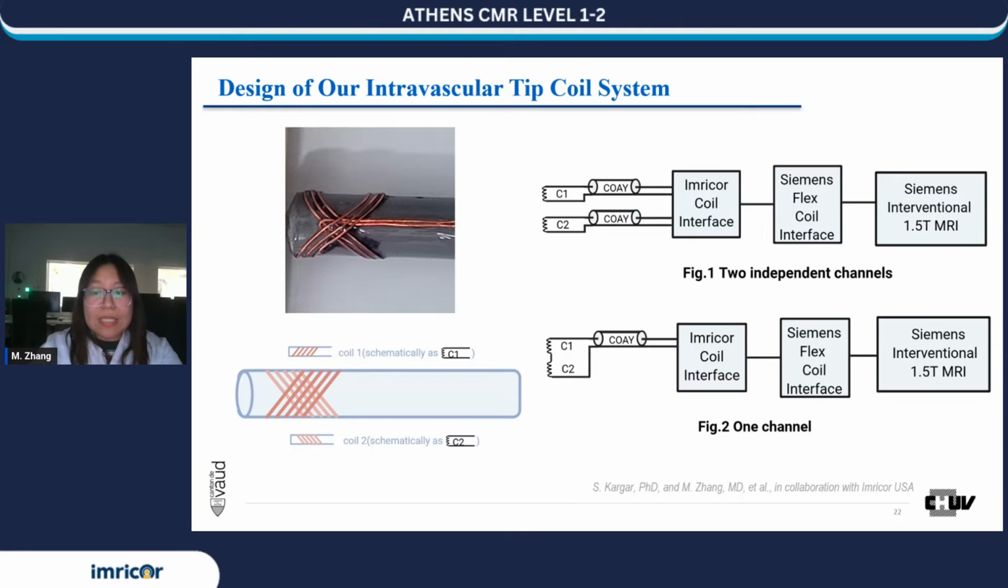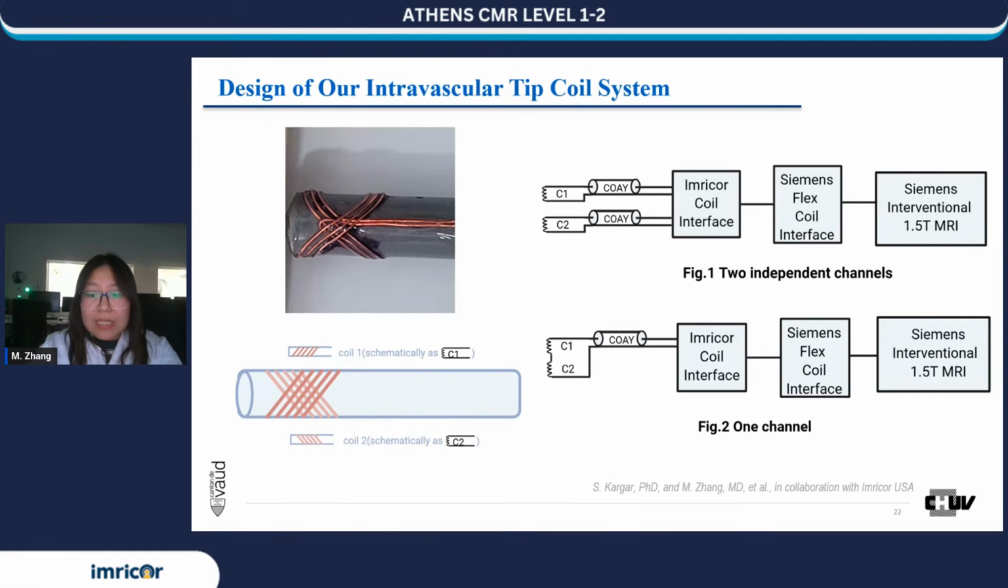This is how we designed and built our intravascular tip coil system. On the top left photo, you can see the real prototype. Two sets of copper rods are wound in orthogonal directions at the tip, forming a dual coil structure. On the right side, we illustrate two different connection configurations. Figure 1 shows the two-channel setup.